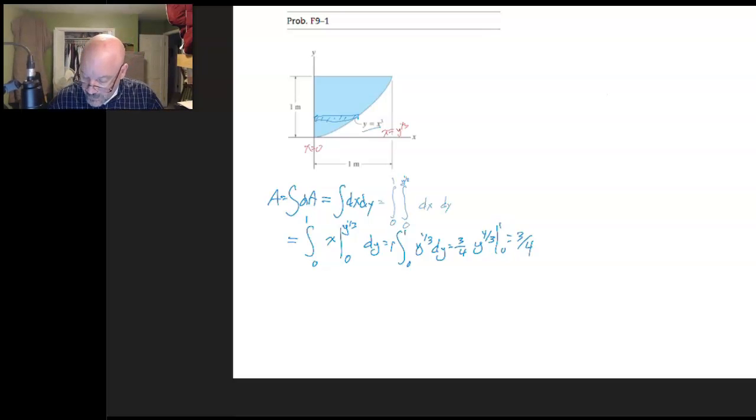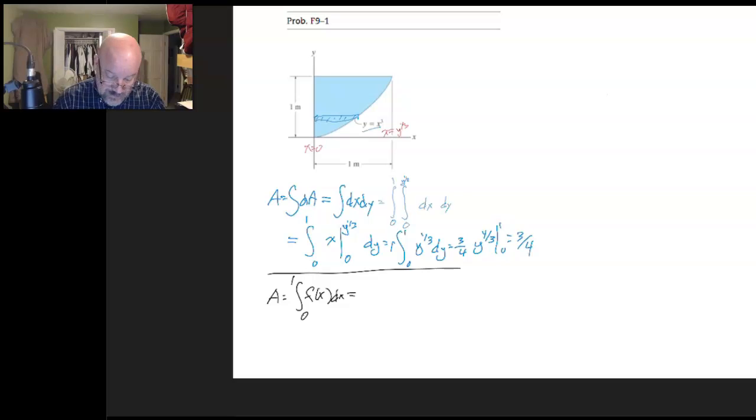Now, let me show you this using sort of the Calc 1 way of doing this. What I'm going to do is look at my area, and say my area is going to be my function dx from 0 to 1. So if this works better for you, like I said, that's fine. You really should be able to do it both ways, but I don't care which way you do.